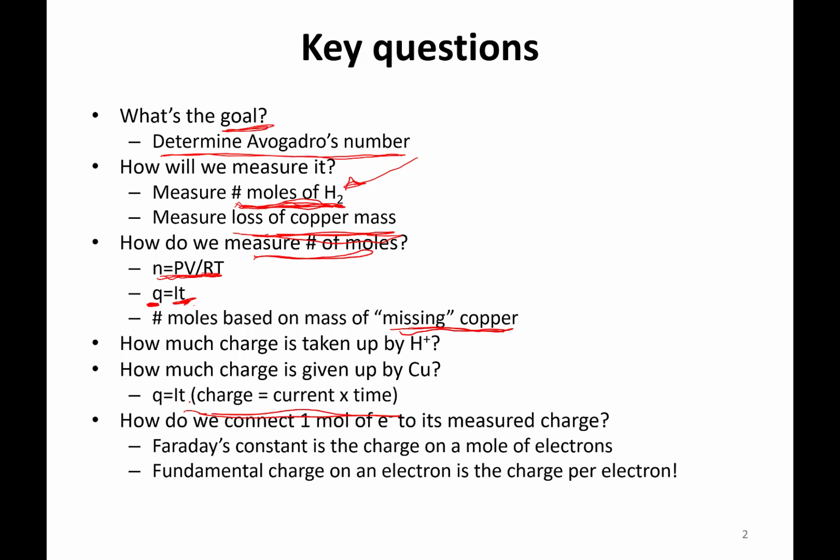How do we connect 1 mole of electrons to its measured charge? So, well, we've measured Q, that's the total charge that's passed through the reaction. But how do we connect that to number of moles? Well, in fact, Faraday's constant tells us the charge on 1 mole of electrons. Faraday's constant is also equal to the fundamental charge multiplied by Avogadro's number. So either way, we can connect 1 mole of electrons to the number of moles of hydrogen gas that's formed, or copper ions that are formed.